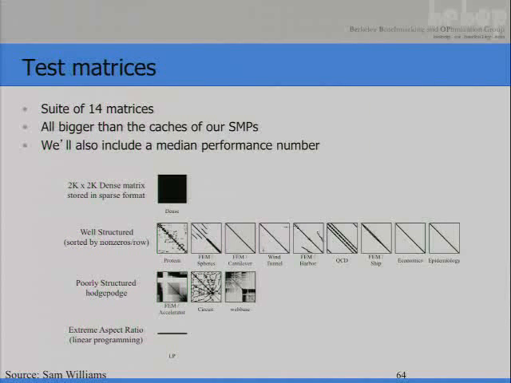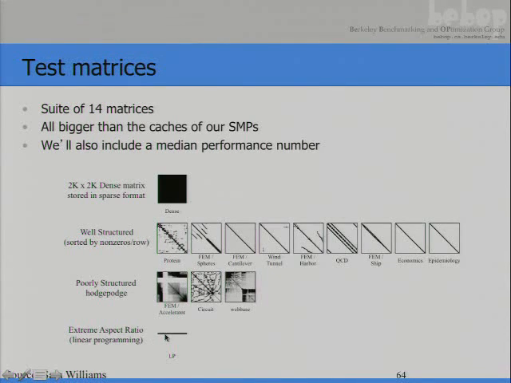So let me tell you what the test matrices are, and then what the optimizations are, and then I'll show you how important each one was. So there were 14 matrices, all chosen to be much bigger than the caches of any of these processors. And you always choose a dense matrix just to see how well you do there. There are a whole bunch of nice, well-structured finite element matrices that we've seen many pictures of. Then there were some other ones which were mixtures of different things, hodgepodges of various kinds.